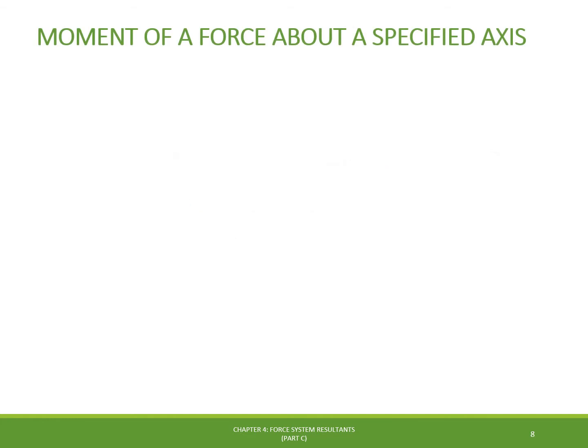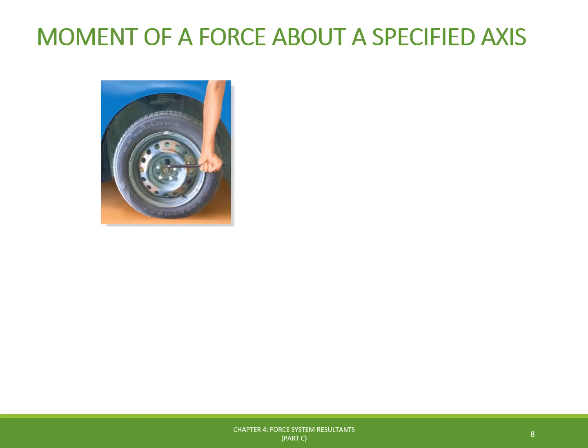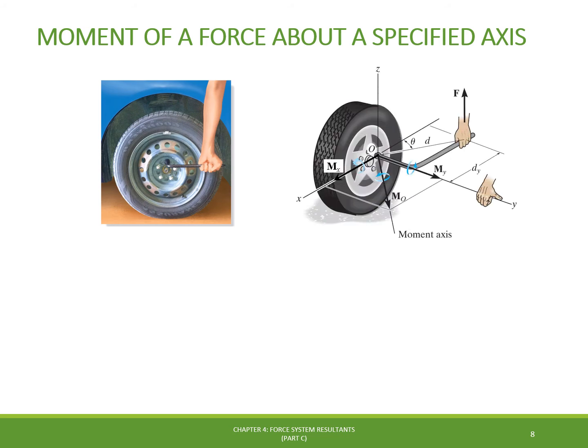Now, we're going to learn how to calculate the moment generated by a force about a specified axis. Let's take, for example, this common situation in which we need to get the lug nut of a car tire loosened. It's easy to understand here that because of the L shape of the wrench, the force F applied at one of its ends will create a moment that tends to rotate the wrench and the nut about the point O along both x and y axes.